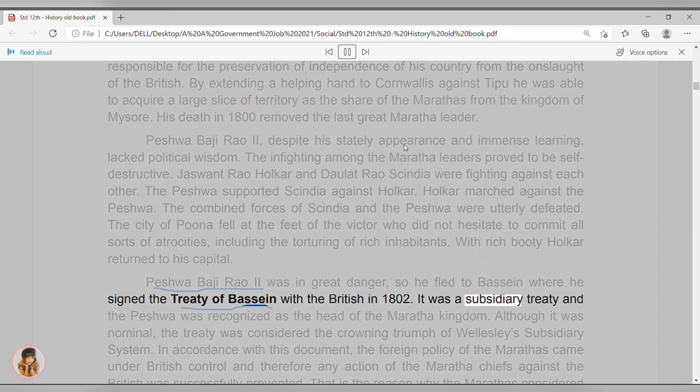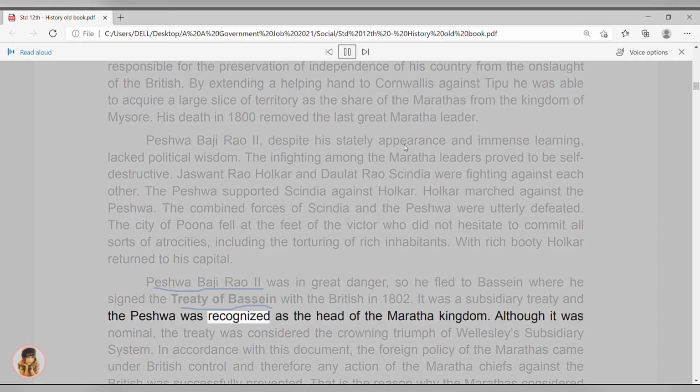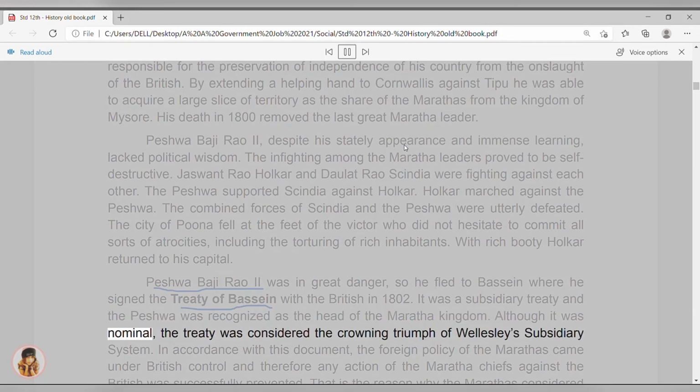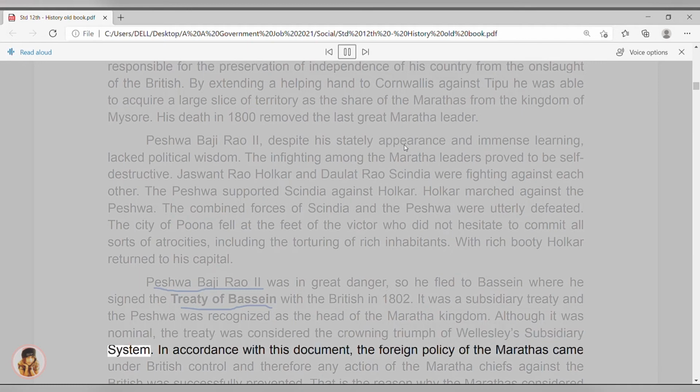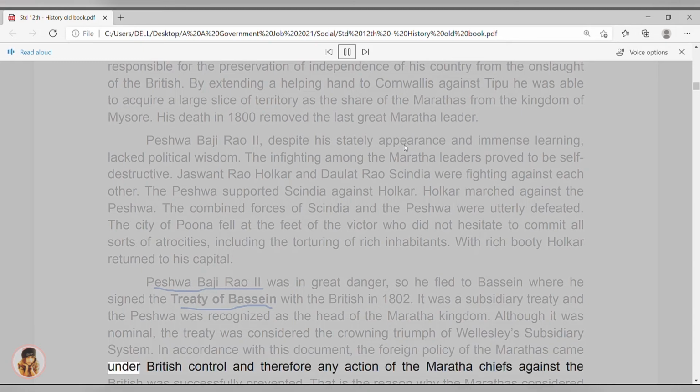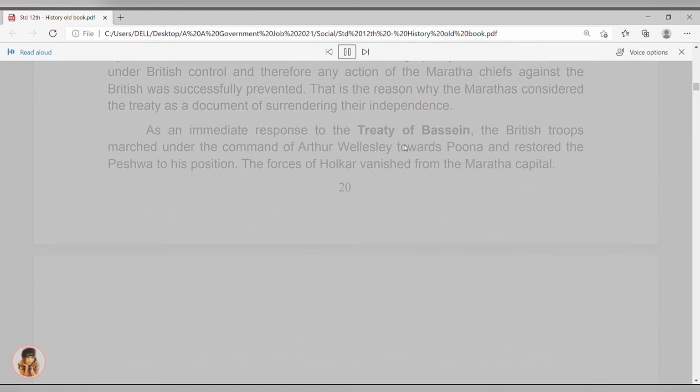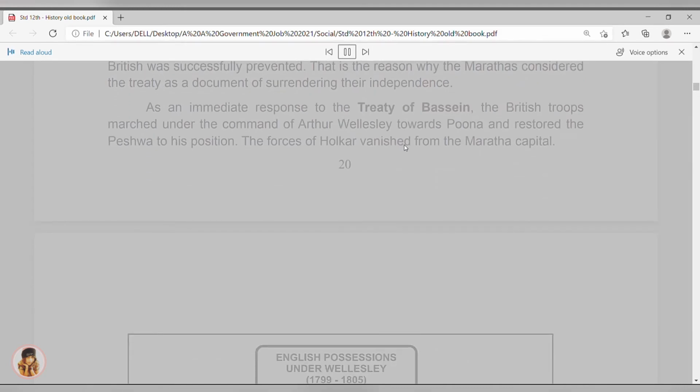It was a subsidiary treaty, and the Peshwa was recognized as the head of the Maratha kingdom. Although it was nominal, the treaty was considered the crowning triumph of Wellesley's subsidiary system. In accordance with this document, the foreign policy of the Marathas came under British control, and therefore any action of the Maratha chiefs against the British was successfully prevented. That is the reason why the Marathas considered the treaty as a document of surrendering their independence.